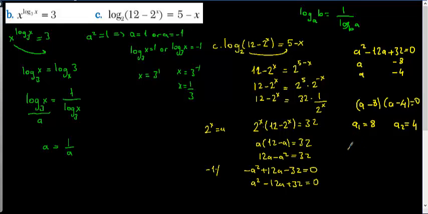So 2 to the power of x was equal to a. I'm going to replace it: 2 to the power of x is equal to 8. As you know, x is equal to 3, because 2 to the power of 3 is 8. And 2 to the power of x is equal to 4; 2 to the power of 2 is equal to 4, that's why x is going to be equal to 2.